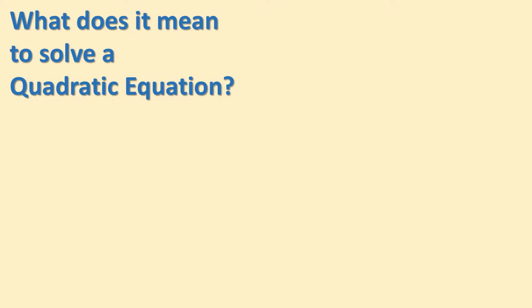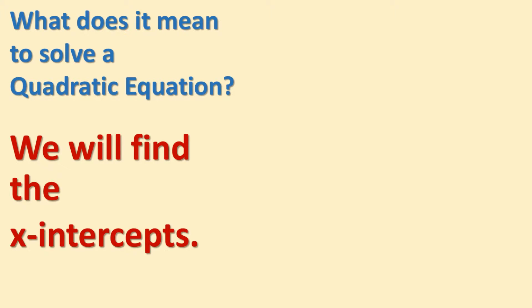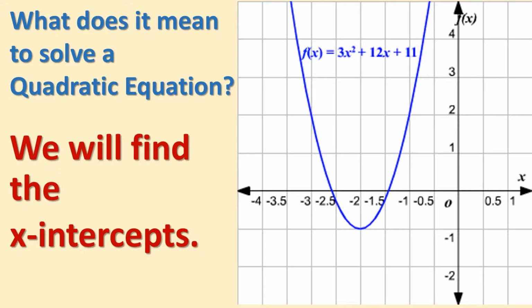What does it mean to solve a quadratic equation? Well, what we're going to do is find the x-intercepts. What does that mean? Here's a graph of a quadratic equation. What we're looking for are the x-intercepts. There they are. We're going to be finding the x values of the x-intercepts. And guess what the y value of the x-intercepts is going to be? 0.